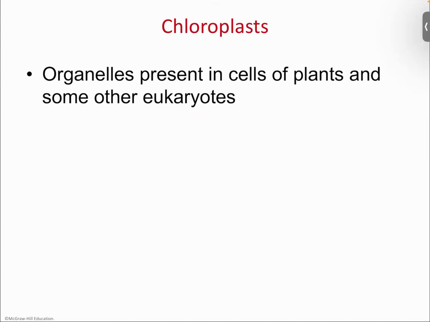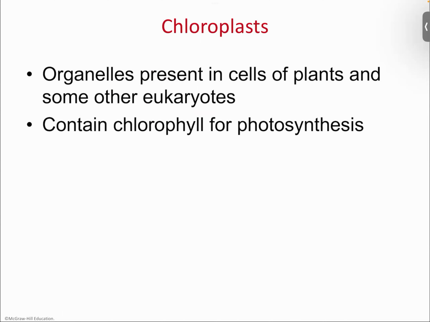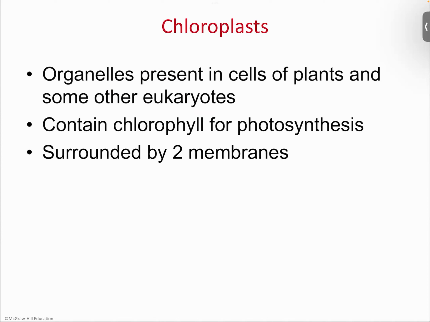Okay, so chloroplasts are similar in the sense that they also have two membranes, similar to the mitochondria. The only difference is instead of doing cell respiration, they're doing photosynthesis, right? So they're loaded with chlorophyll, which is basically your light absorbing pigment.